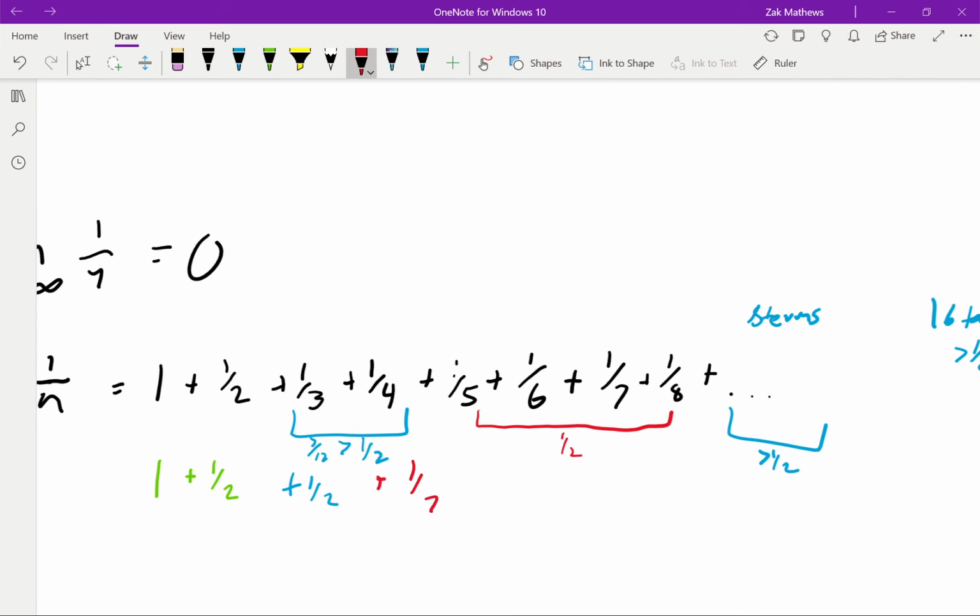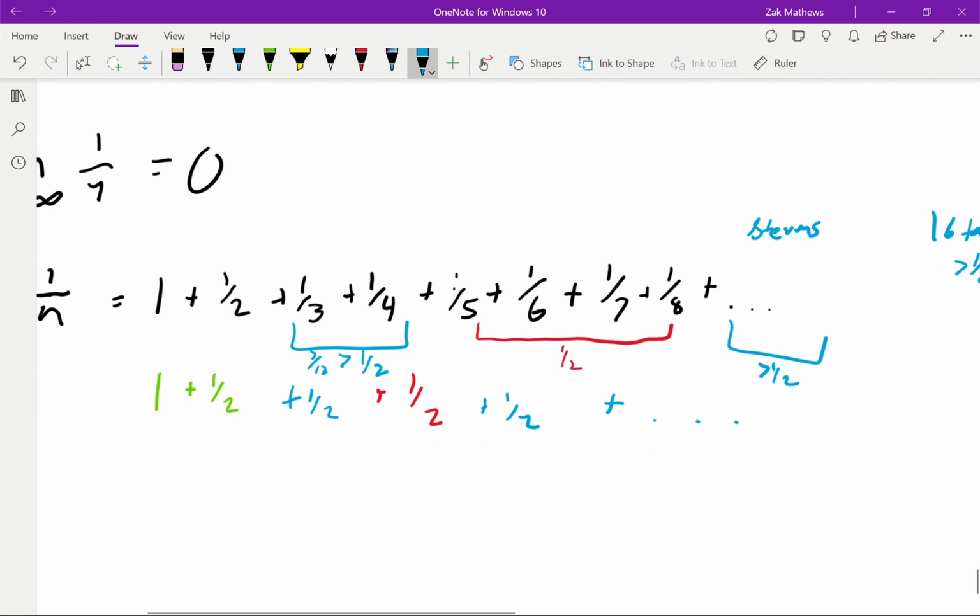Now it takes us a lot longer to add 1/2 each time. It took us 2 terms, then it took us 4 terms here in red, then 8 terms, then 16 terms. But over and over again, we just keep adding 1/2. And if we continually add 1/2, that's clearly not converging to a single number. If we just keep adding a half, this thing is getting bigger and bigger. It's going to infinity. And so this one diverges.